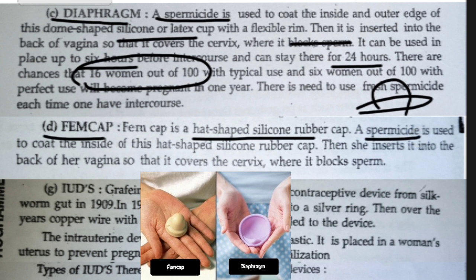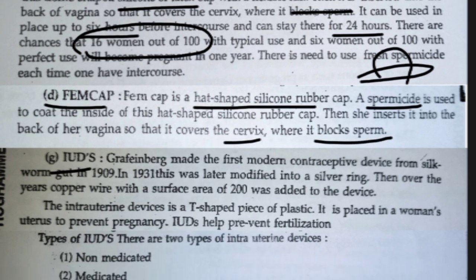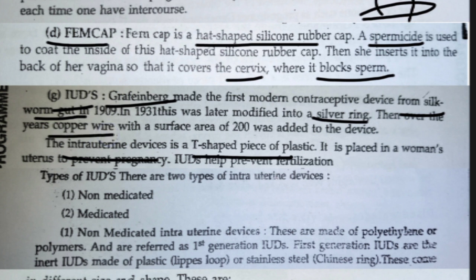It will be placed inside the vagina that blocks the cervix, which blocks the entry of the sperm. And next we have IUDs, and IUD is nothing but intrauterine device, which is like a T-shaped plastic device. First it was discovered by Grumfenbrink. He discovered it with the help of silkworm guts, and then later it was converted to silver ring, and now we are using copper wires.